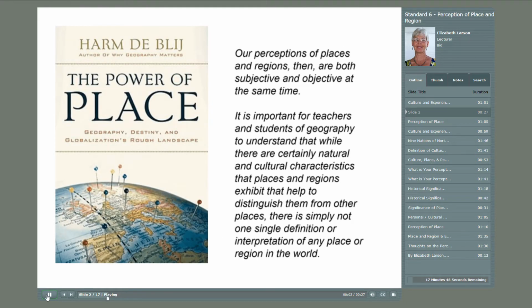Our perceptions of places and regions, then, are both subjective and objective at the same time. It is very important for teachers and students of geography to understand that while there are certainly natural and cultural characteristics that places and regions exhibit that help to distinguish them from other places, there is simply not one single definition or interpretation of any place or any region in the world.